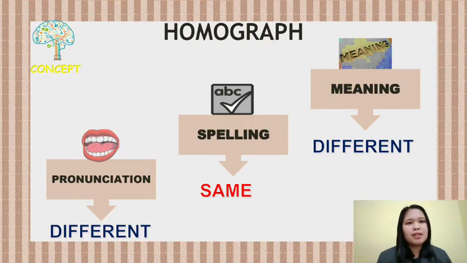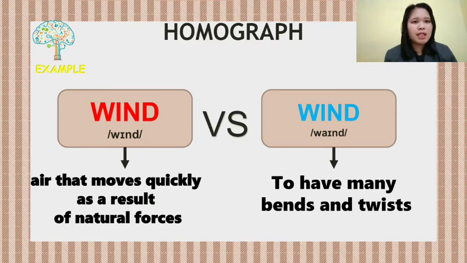Now, let's talk about homograph. The basic concept that we have to know about homograph is that the spelling of the words will be the same, but their pronunciation and the meaning are different. Or we can say that words are the same in written form, but they are different in their pronunciation and meaning. Now, let's look at the example of homograph on the screen.